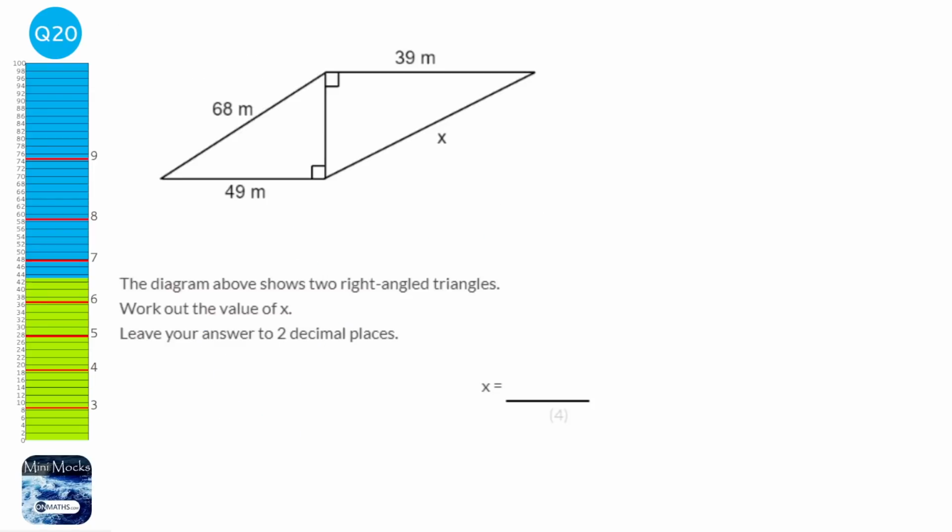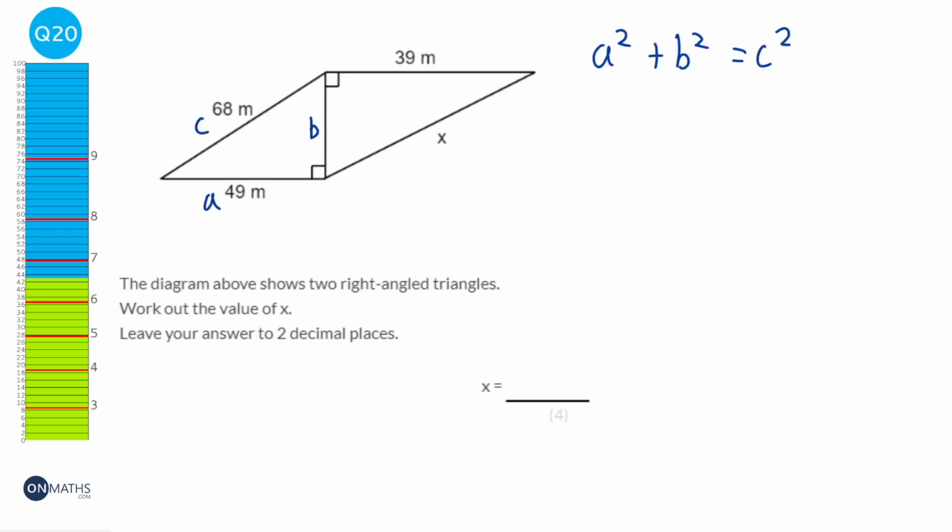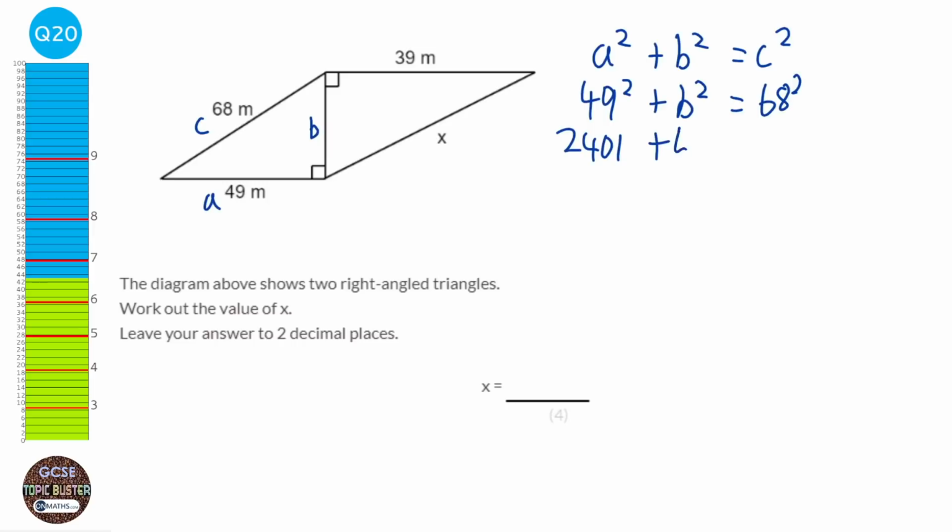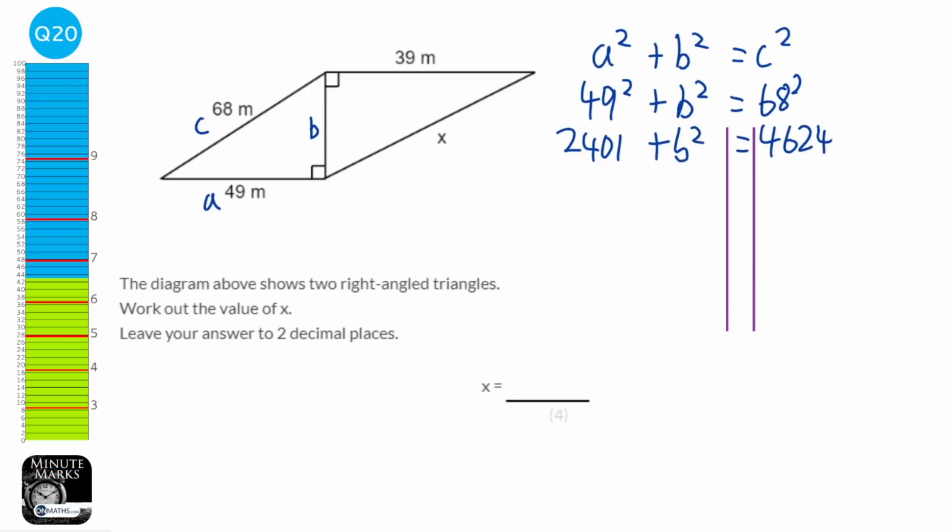We can't work out what x is straight away, but we can find this value here. And we know with Pythagoras we can find a third length if we've got the other two in a right-angled triangle. So a squared plus b squared equals c squared. A and b were labelled, and c is always opposite the right angle. So it'd be 49 squared plus b squared equals 68 squared. And 49 squared is 2,401, and 68 squared is 4,624.